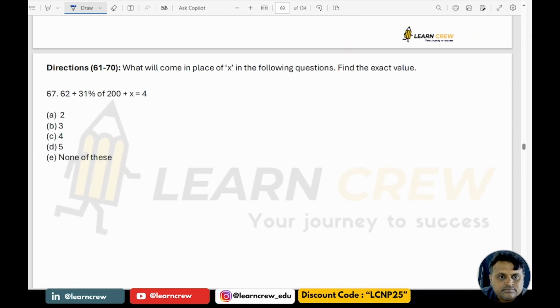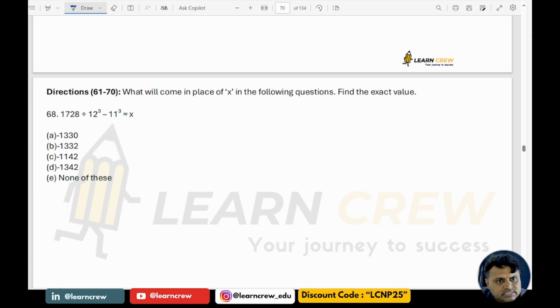Next, 62 by 31% of 200. Percentage 2 zeros cancel. 31 to the 62 cancel. So 1 plus x is 4, x is 3. So answer is 3. Now 68th question. 1728 by 12 cube is 1. 1 minus 11 cube is x. So thereby 1 minus 1331 is x. So x should be minus 1330.